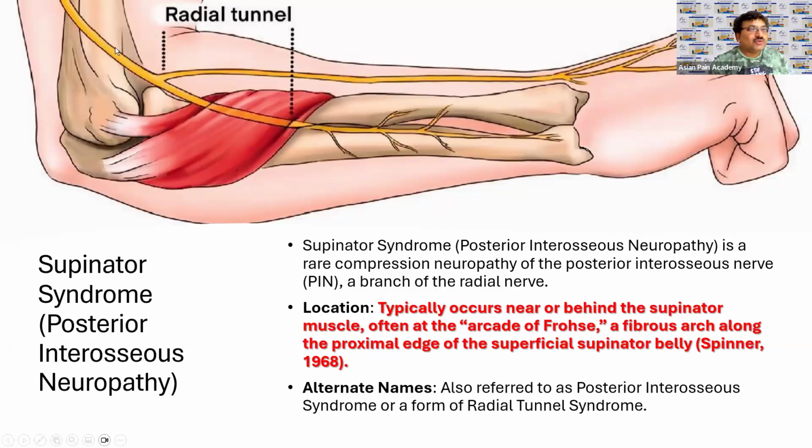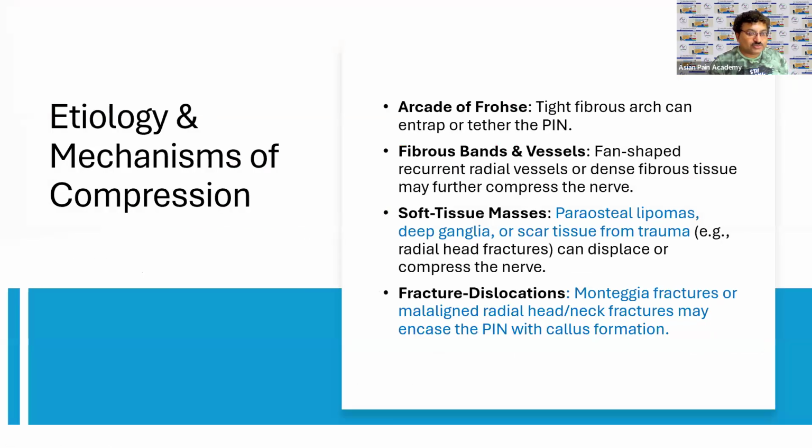So remember, when it is happening just at the exit of this radial tunnel, it gives mostly sensory symptoms. But when it is compressed at this point, where the posterior interosseous nerve is already formed, then it gives mostly motor weakness of the muscles. This is known as posterior interosseous syndrome, and it is a form of radial tunnel syndrome. It is also known as supinator syndrome.